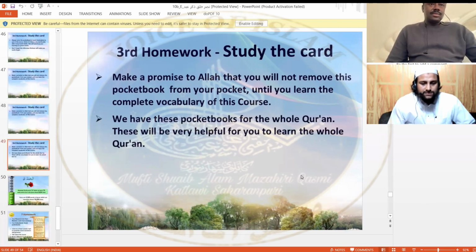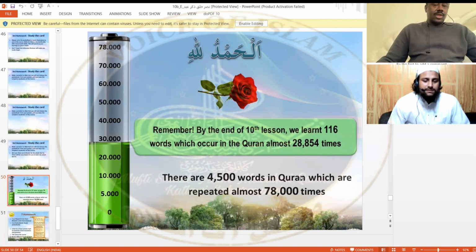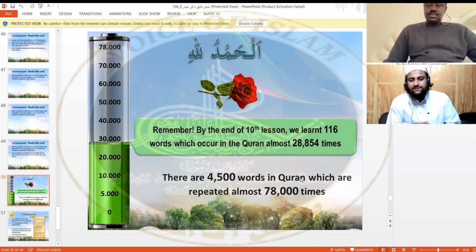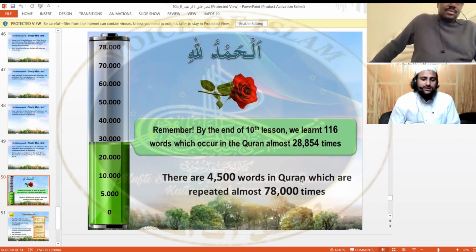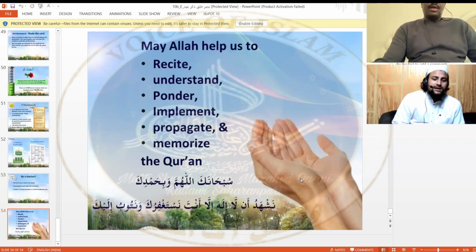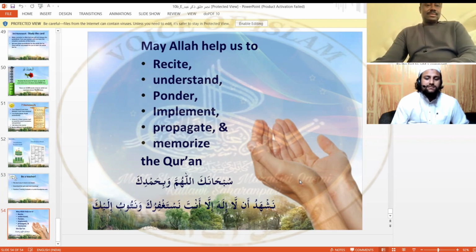So we have these pocket books for the whole Quran. These will be very helpful for you to learn the whole Quran, inshallah. Remember, by the end of the 10th lesson, we learned 116 words which occur in the Quran almost 28,804 times. MashaAllah. So we have done the 10th lesson completely. Alhamdulillah. May Allah help us to recite, understand, ponder, implement, propagate, and memorize the Quran. Ameen ya Rabb.